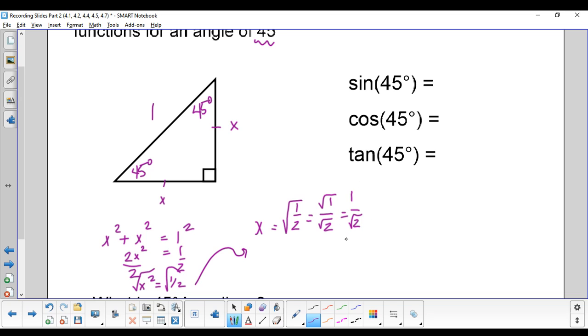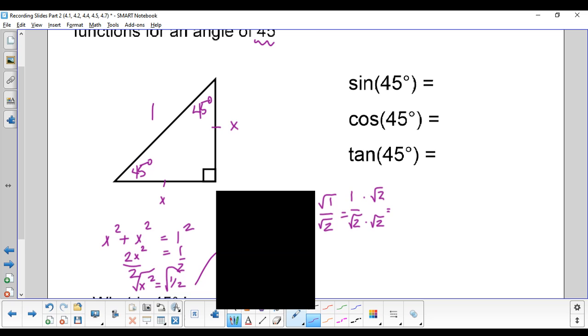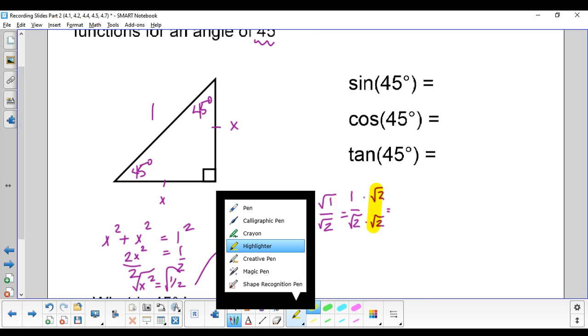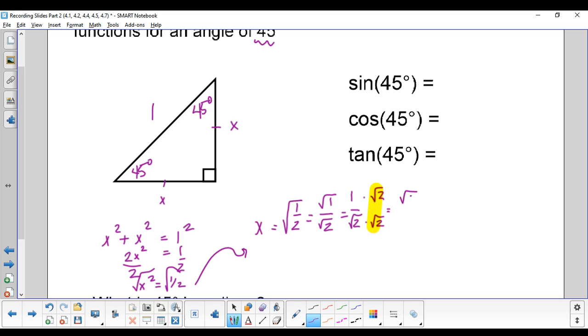However, we also learned that we cannot allow a radical to be in the denominator. So to get rid of the radical in the denominator, we multiply by the number that will create a perfect square. In this case, I'm going to multiply the top and bottom by the square root of 2 over the square root of 2. Remember that by doing this, we're multiplying by the equivalent of 1, and this is going to allow for the top to have the radical, and the square root of 2 times the square root of 2 is just 2. So we've now found that x is equal to the square root of 2 over 2.